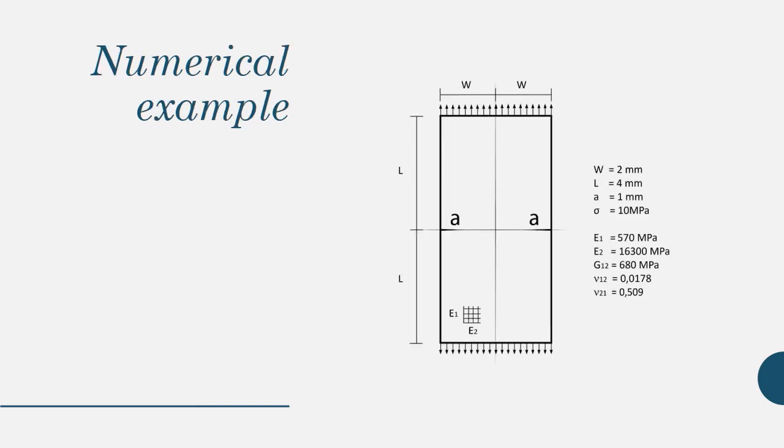For the numerical example of this study, a plate with the width of 2W and the length of 2L is taken into consideration. A crack at the central edge of this plate, of length A, would have 1 millimeter. Then this plate is submitted to a triaxial forces sigma. It also has orthotropic mechanical properties.